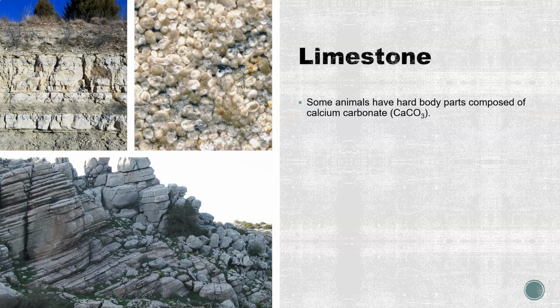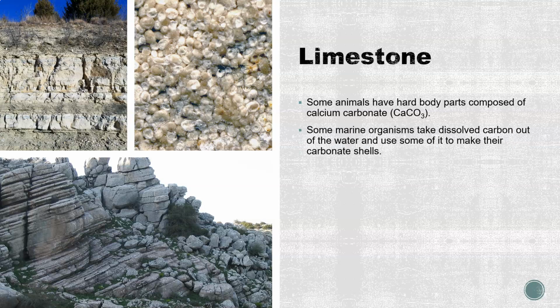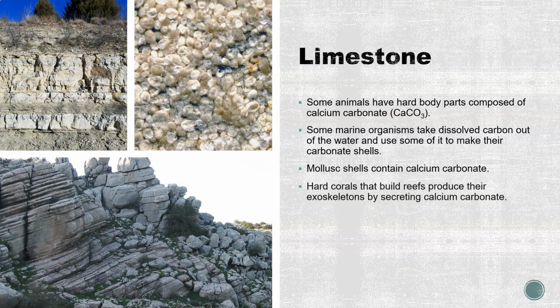Now, some animals have hard body parts, and this is composed of what we call calcium carbonate. Some marine organisms take dissolved carbon out of the water and use it to make their carbonate shells. So we're looking at anything with a shell, many sea animals with hard exoskeletons. So mollusk shells, so snail shells, contain calcium carbonate. Hard corals that build reefs produce their exoskeletons by secreting calcium carbonate.